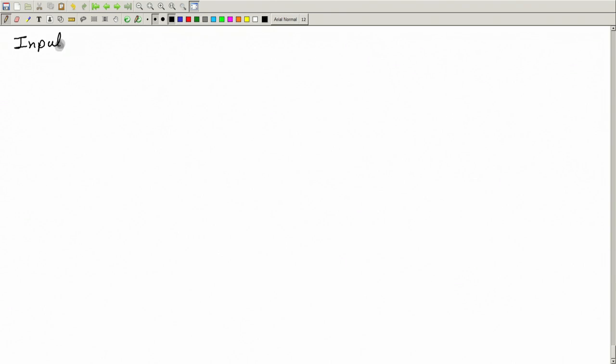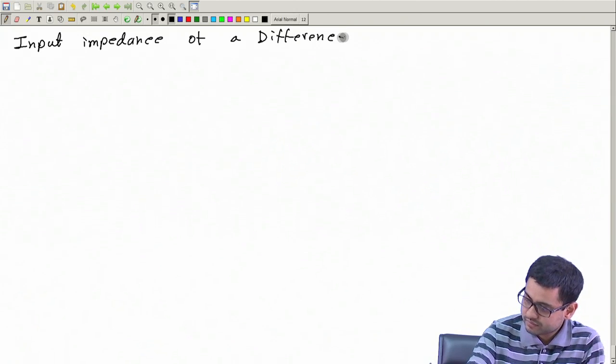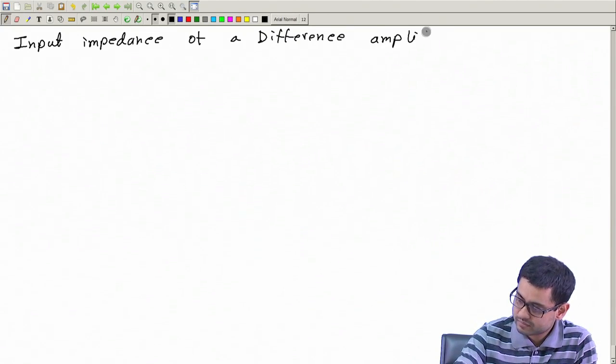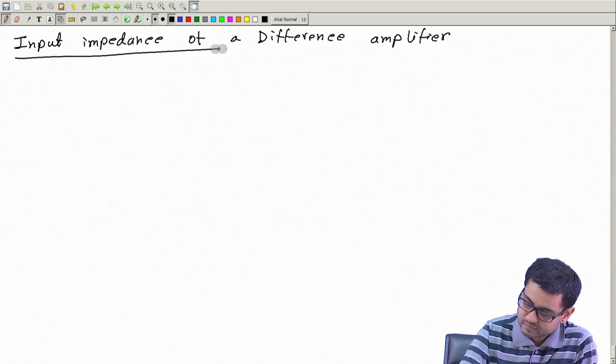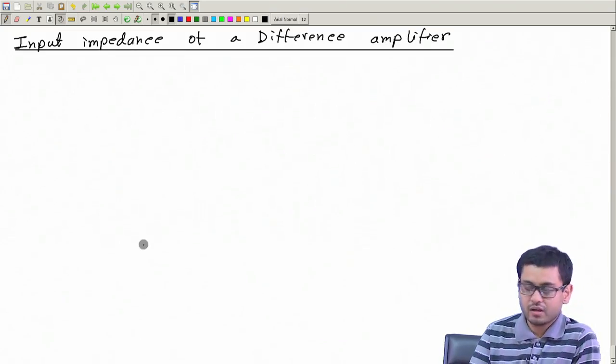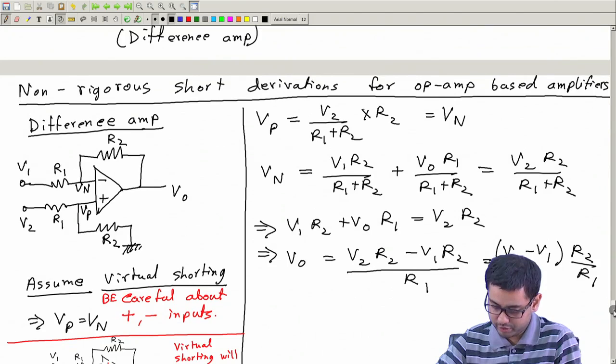Welcome again. Today we are going to talk about the input impedance of a difference amplifier. Let me quickly copy the circuit of the difference amplifier.